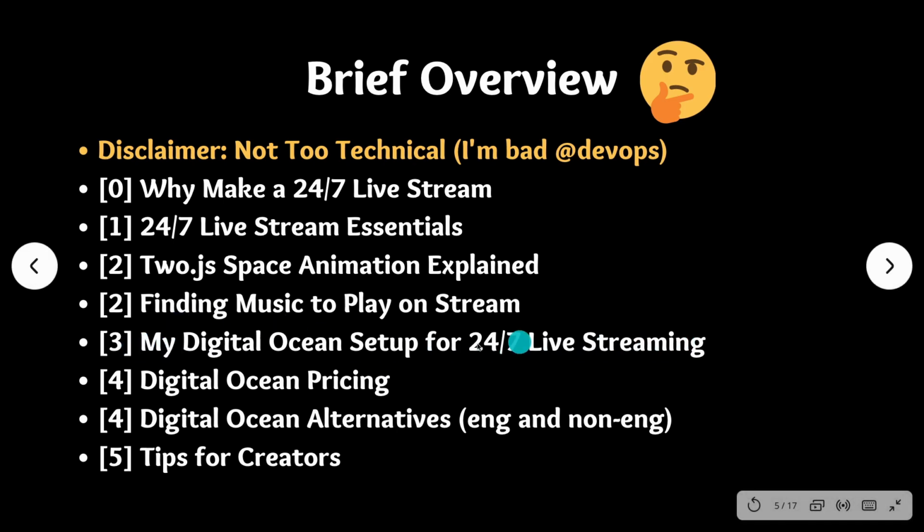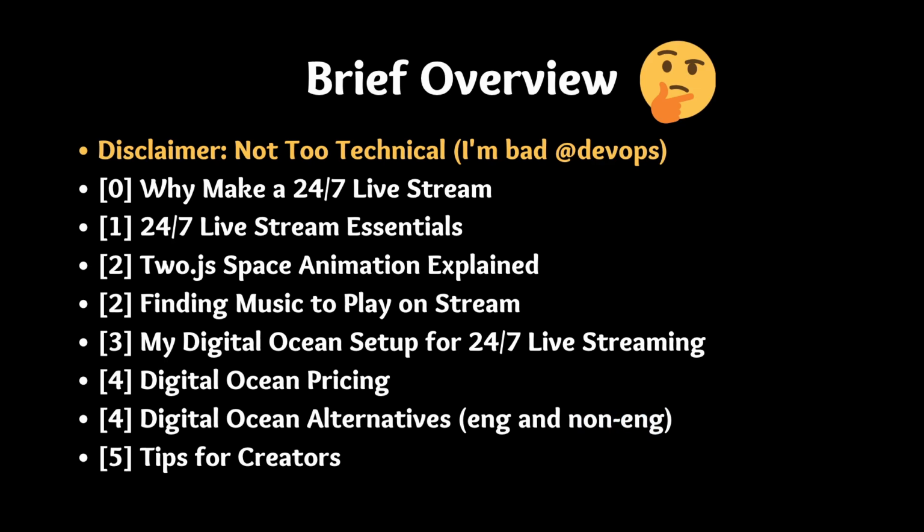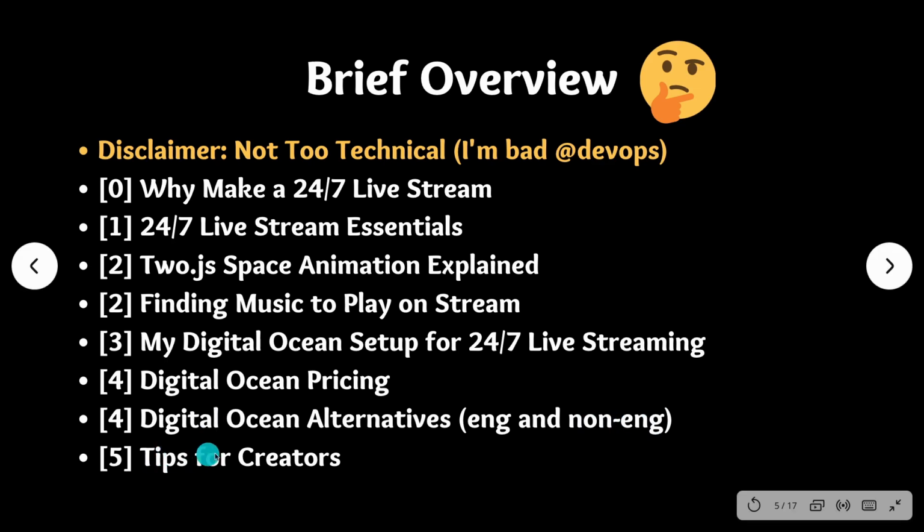So most of you guys probably want to know how this is set up. Afterwards, we're going to look at pricing, how to reduce costs, what I could have done better. Then we're going to look at some DigitalOcean alternatives for people who want to engineer their own solutions, and also an alternative for those who don't want to build this whole server thing themselves. And lastly, I'm going to go over some tips for creators who may want to start a live stream themselves.